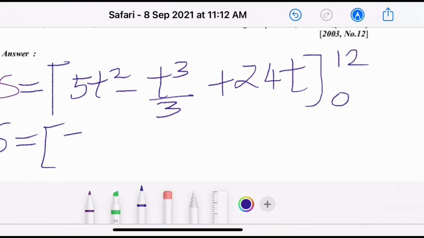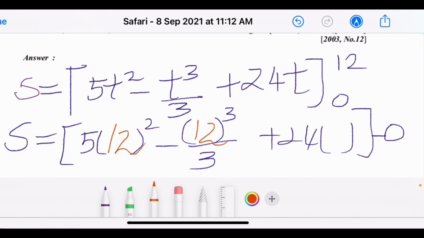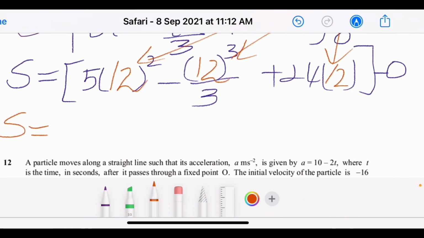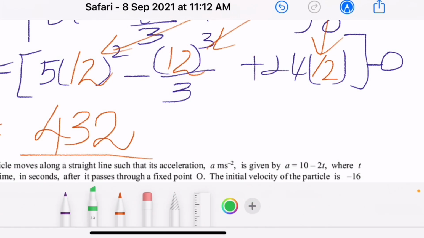When we substitute, we substitute the upper limit first, which is 5 times 12 squared minus 12 cubed over 3 plus 24 times 12. And we can just minus 0 because all the terms come with a t. So we substitute the upper limit minus the lower limit, and we simplify the displacement to the simplest answer, which is 432. So this is the displacement for the particle, and this displacement is actually equal to the distance, or total distance traveled, for the time from 0 to 12 seconds.